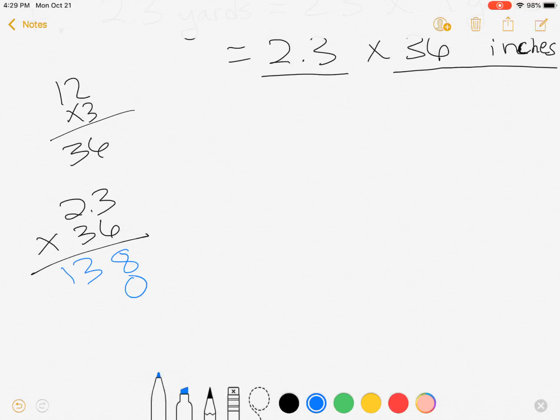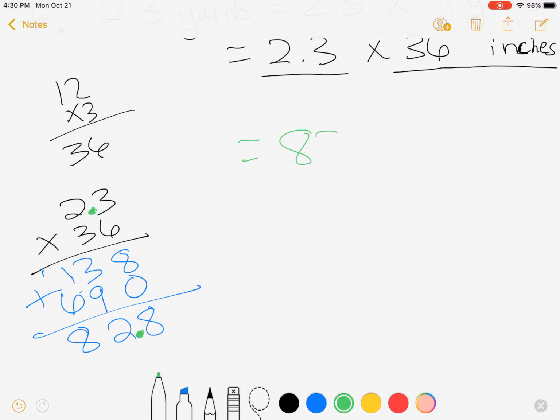3 times 3? 9. Now 3 times 2. 6. Then add the 2 together. 8. 12. 6, 7, 8. So that is 828? No. Put the decimal in place. So it's 82 and 8 inches.